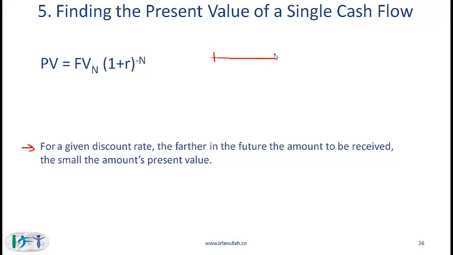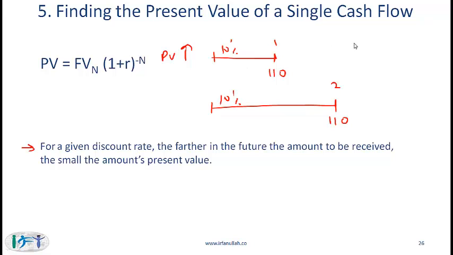So if you are to receive $110 at the end of year 1 versus $110 at the end of year 2, where will the present value be higher? Clearly, the present value will be higher in this case, assuming of course that the discount rate is the same in both cases. And you can see why.